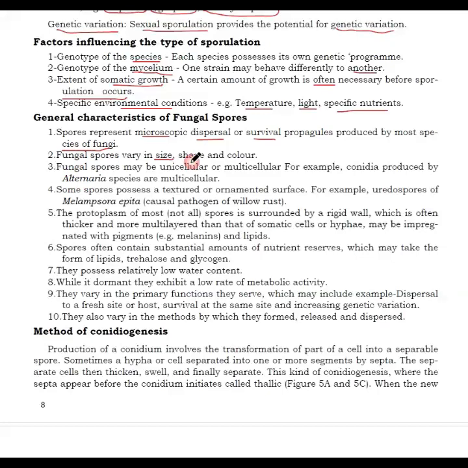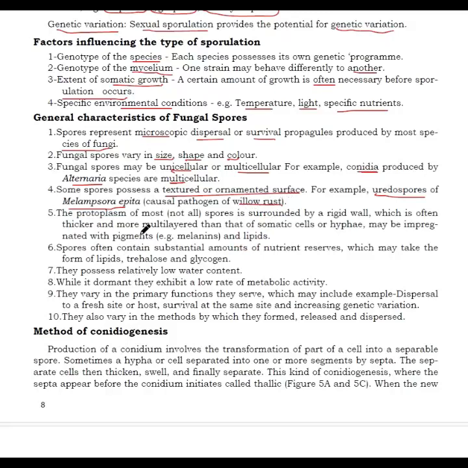They are variable in size, shape, and color. They can be unicellular or multicellular. Conidia, which are produced by Alternaria, are multicellular. There are some spores which possess a textured or ornamented surface, like the surface has some kind of sculpture. An example is the urediospores of Melampsora epitea. It has some kind of sculpture. It is the causal organism of willow rust.